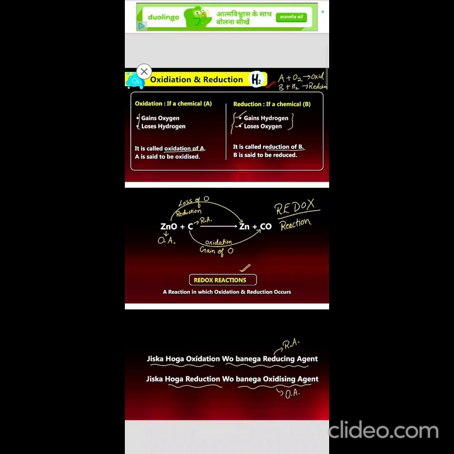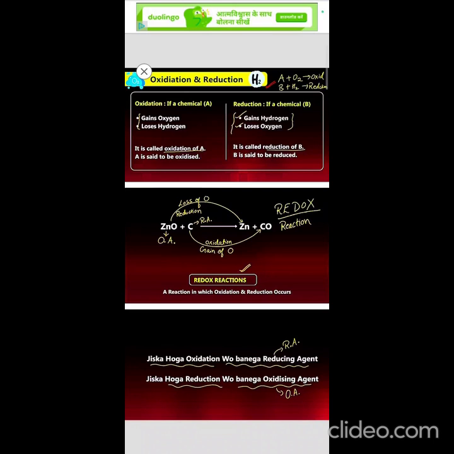Let's take a simple example. Zinc oxide plus carbon gives zinc plus CO, carbon monoxide. This is an example of a redox reaction, because in this reaction oxidation and reduction take place simultaneously. See here, ZnO, zinc oxide, loses oxygen to form zinc. The loss of oxygen is known as reduction. That's why zinc oxide is reduced to zinc.